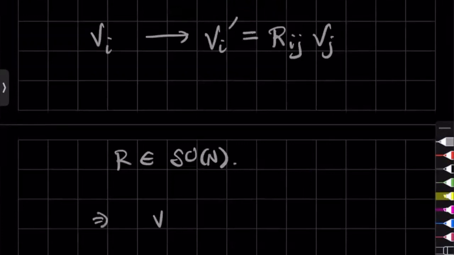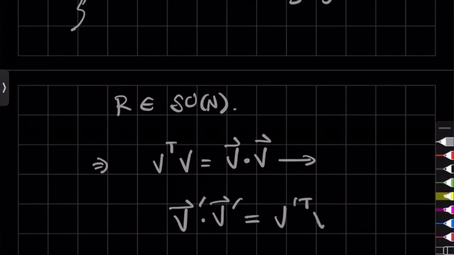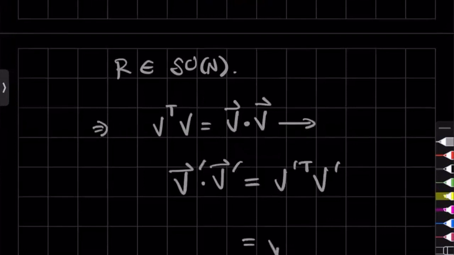And if I write the inner product of this with itself, the dot product, that's V transpose V, or you can write it as V dot V. And that thing under an SO(N) transformation becomes V prime dot V prime, or V prime transpose V prime, and that thing remains unchanged. Okay? So far, everything should be clear. If it's not, you should speak up.